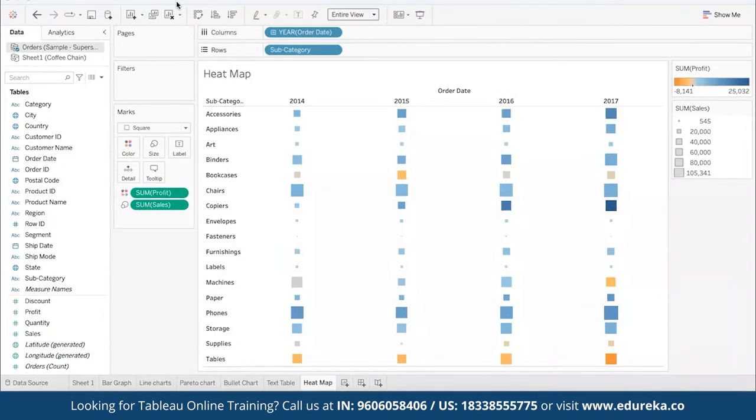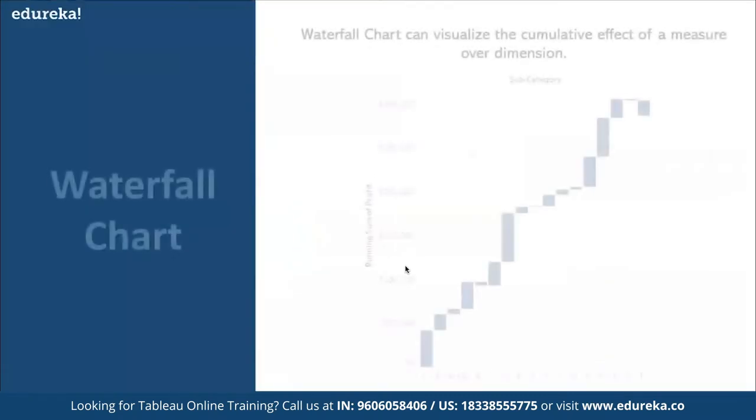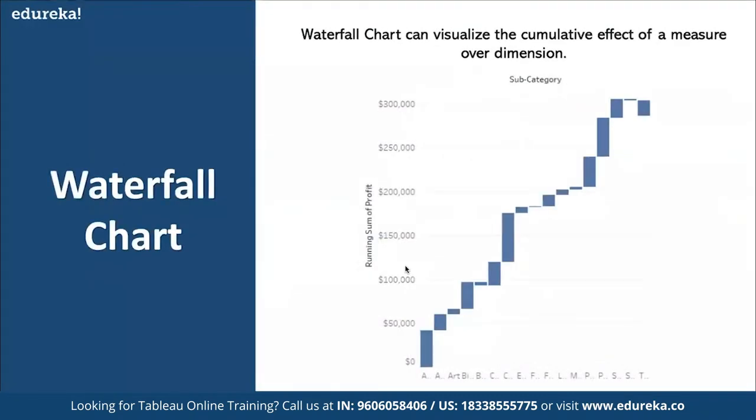Okay, I hope whatever we have discussed till now is clear. This is a heat map where we are not showing the numbers, the numericals, but we are simply indicating our data with the square, controlling the size of the square and also the color of the square. Next is a waterfall chart. It is used to visualize the cumulative effect of a measure over a dimension. So basically what it will try to convey is how different members are contributing towards the value of that measure, whether their contribution is positive or negative, and by how much value, okay?